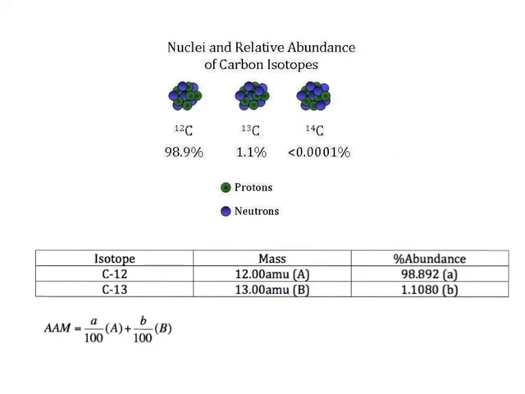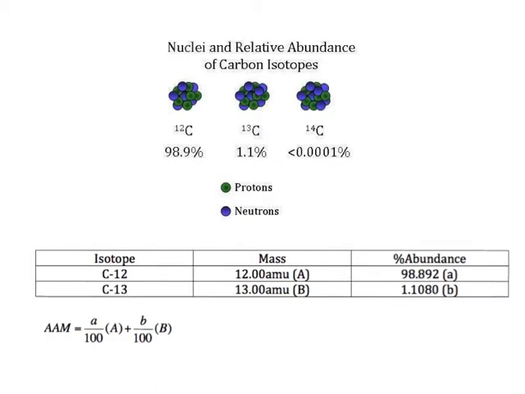So would it be fair then to add up each of these and divide by 3 to get the average? So 12 plus 13 plus 14 divided by 3. That's how we calculate an average, right? Would that be fair in terms of the average atomic mass of carbon? And the answer, of course, is no.